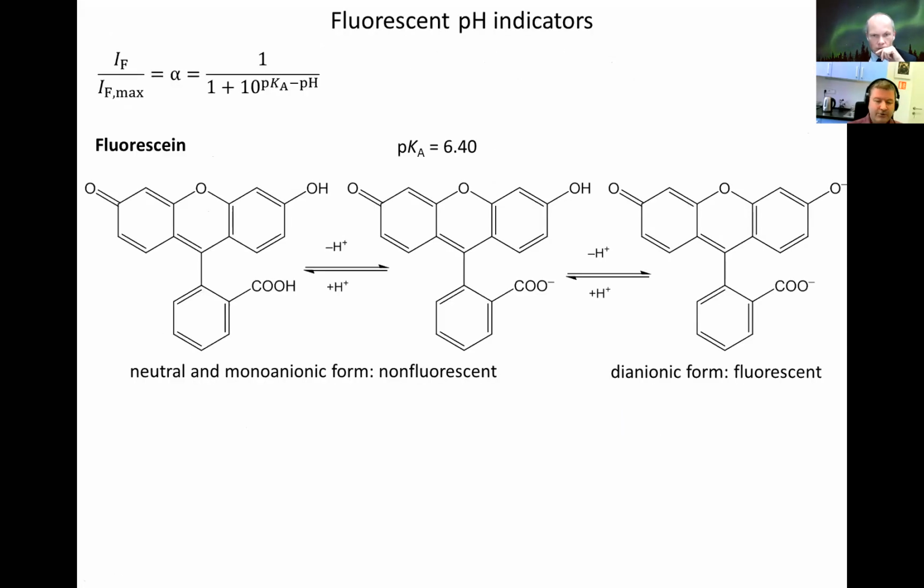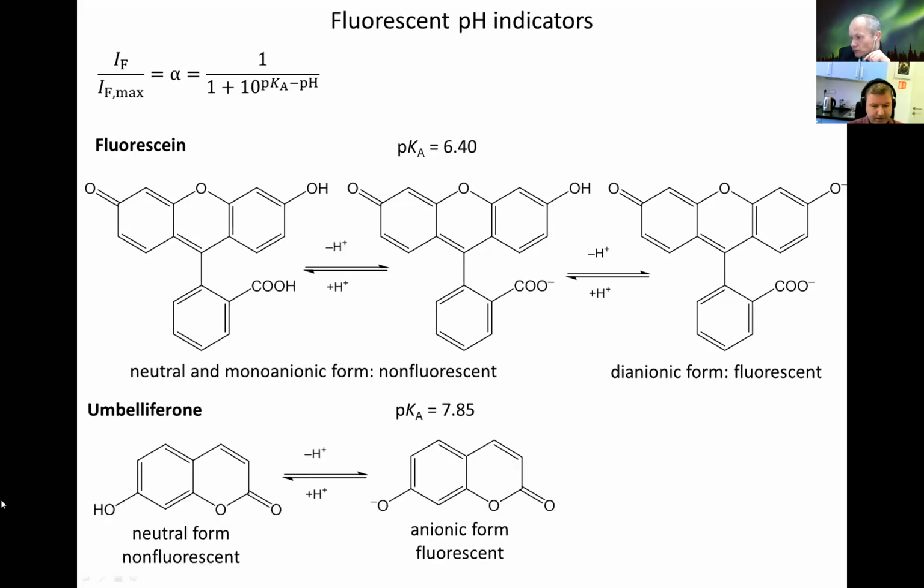So we can use various fluorescent indicators. So this is the one which was used in our very first study 20 years ago. Fluorescein has two ionizable groups. In order to emit fluorescence, both of them must be ionized. So this transition is crucial for fluorescence. The pK for that transition from monoanionic to dianionic form occurs at pK 6.4.